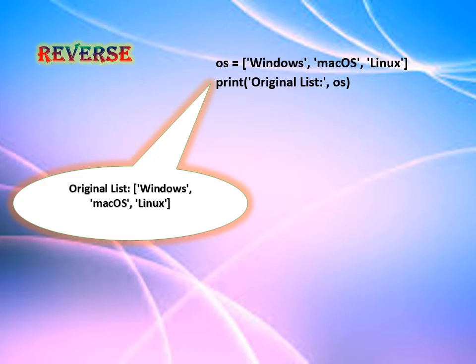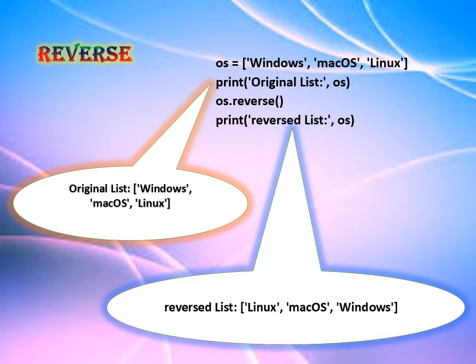The reverse function is used just to reverse the elements in the list. So OS is the list name. It holds Windows, Mac OS, Linux. So printing the original list, Windows, Mac OS, Linux is printed. And using the reverse function, the items are reversed in the list. Now if you are printing the reversed list, it will come in the reverse order: Linux, Mac OS, and Windows.